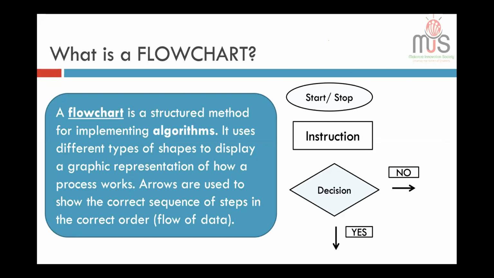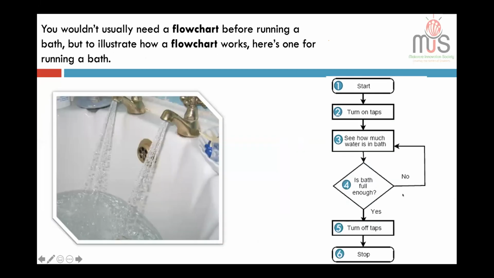A flowchart uses different types of shapes as we have described them, and they just display a graphical representation of how the process actually works, even in real life. So these arrows that you're seeing are used to show the correct sequence of the steps in the correct order. Yes means if you are yes, then you go this side. If it's no, then you look at other options, either to go back home or maybe to use a shortcut the other side, as we are going to be seeing in the next level.